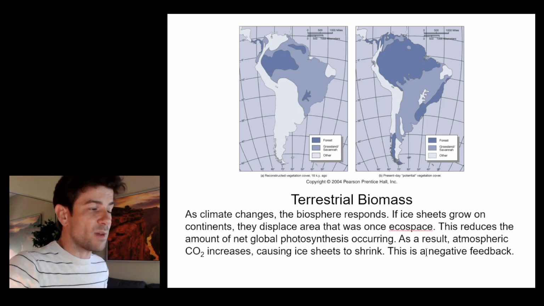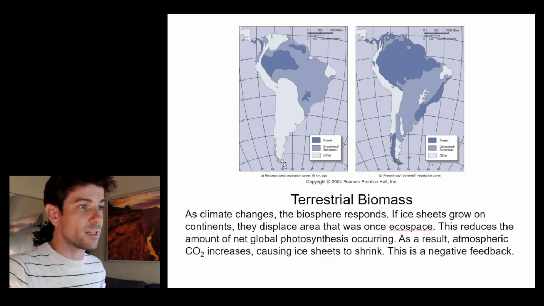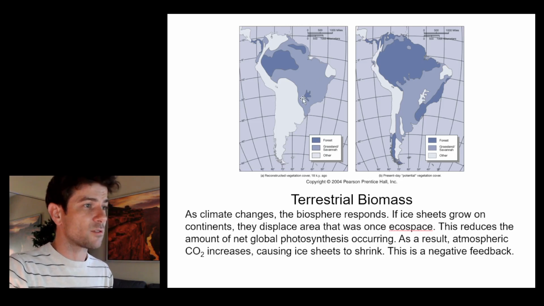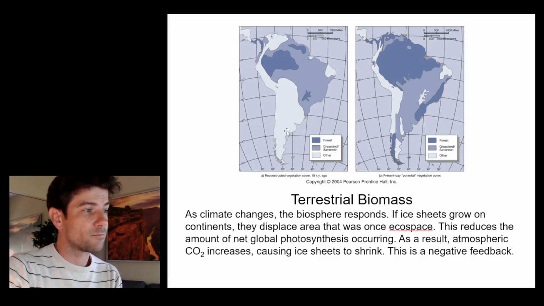This is a negative feedback, right? Because you take atmospheric CO2, you lower it, so temperature gets colder, ice sheets advance, and they cause something that looks like this, where you have lots of forests, lots of grassland, and it turns into this, where you have much less. Biosphere shrinks, and as a result, less CO2 is locked up in the biosphere, and more is out in the atmosphere. And so temperature increases, causing ice sheets to shrink.